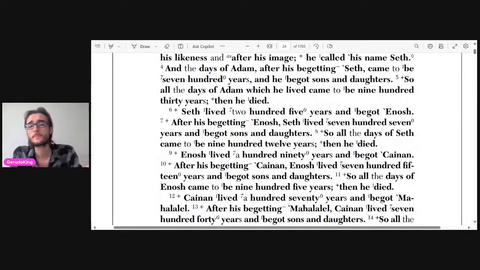And the days of Adam, after his begetting Seth, came to be 700 years, and he begot sons and daughters. So all the days of Adam, which he lived, came to be 930 years. Then he died. Seth lived 205 years and begot Enosh. After his begetting Enosh, Seth lived 707 years and begot sons and daughters. So all the days of Seth came to be 912 years, and he died.